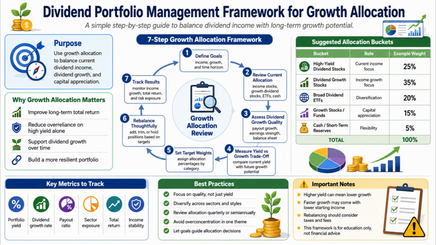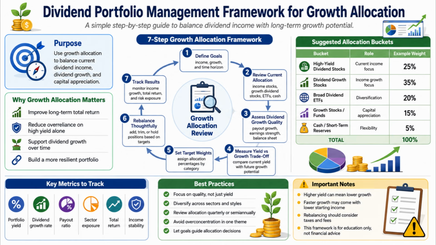Then, track your results over time. Monitor dividend income, dividend growth, total return, portfolio yield, sector exposure, and risk level. This helps you understand whether your growth allocation strategy is working and whether any adjustment is needed.